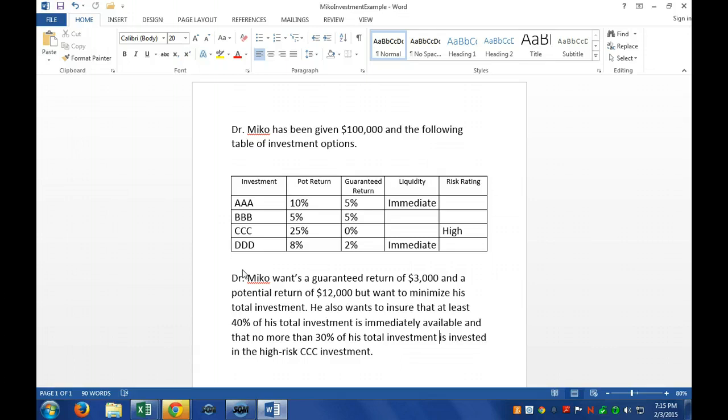What are my decision variables? What am I deciding for this portfolio for Dr. Miko? I came to you as my financial advisor. I said I have $100,000, and you and I were deciding where to put it, what funds to put it in. So our decision variables are how much to put in AAA, how much to put in BBB, how much to put in CCC, and how much to put in DDD. That's how to mix that up.